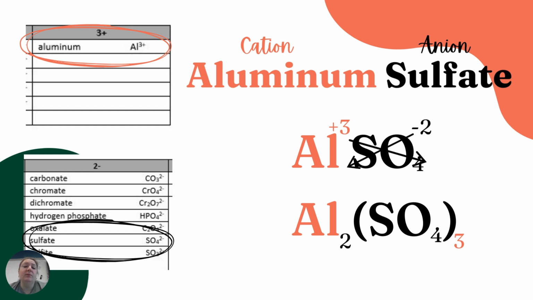Now, the reason we don't need parentheses on the aluminum is you only need it if it's a polyatomic ion, meaning more than one atom.